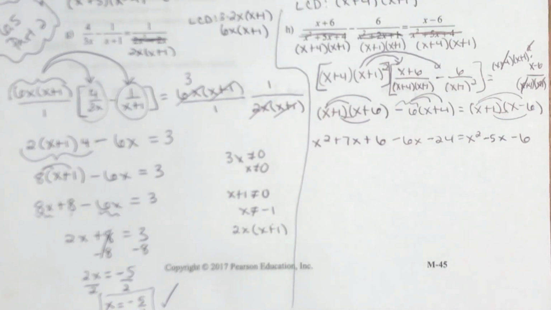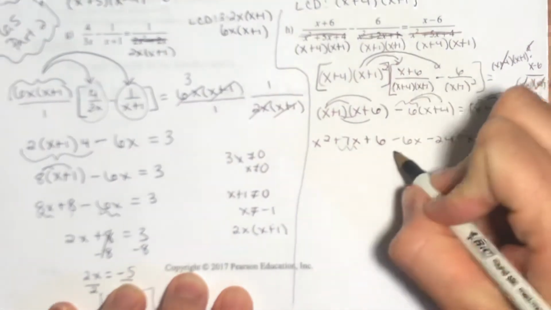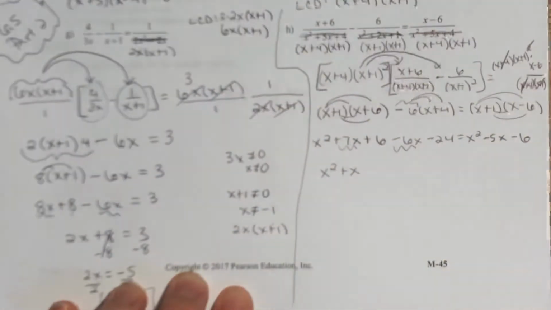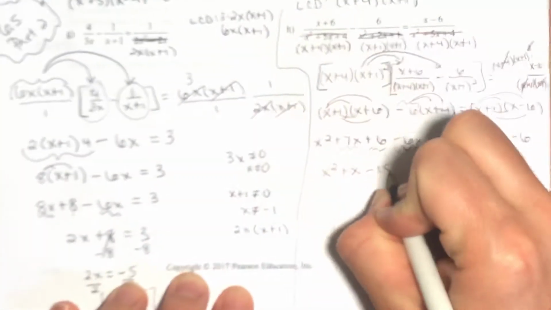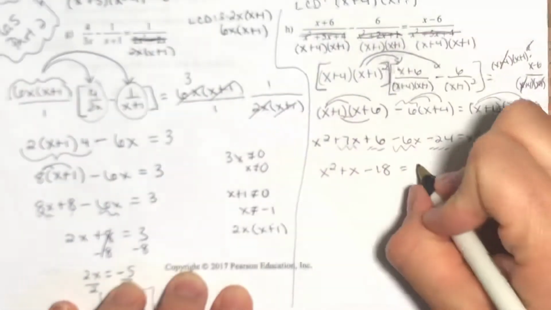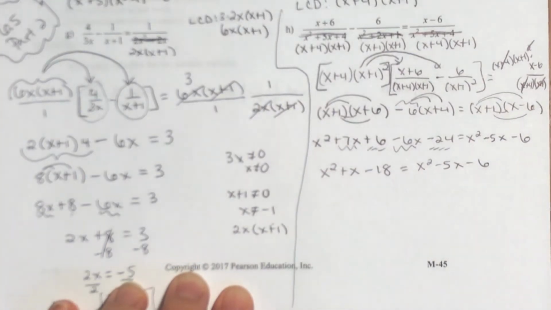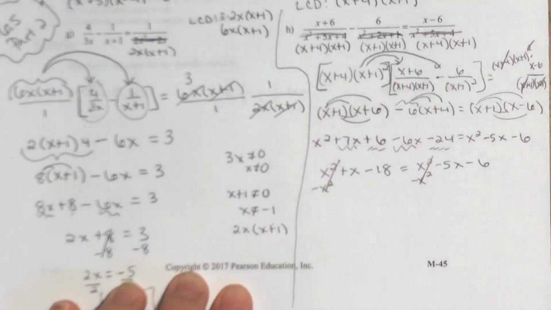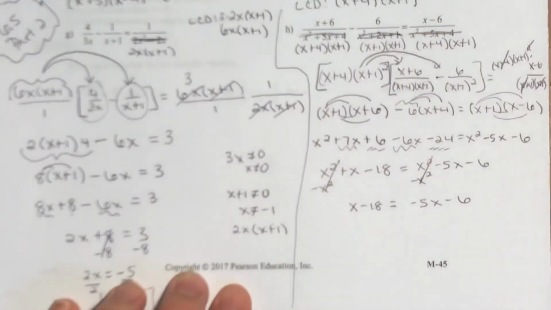And now we can combine like terms on the left side here. So what do we have? A 7x minus 6x, which is plus x. We also have a 6 minus 24, which is negative 18. There aren't any like terms to combine on the other side. Okay, it looks like it's a quadratic, but if we subtract x squared from both sides, that actually cancels. So we're left with x minus 18 is equal to negative 5x minus 6.